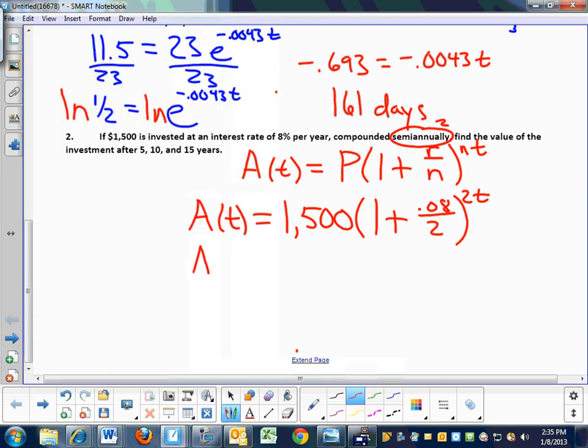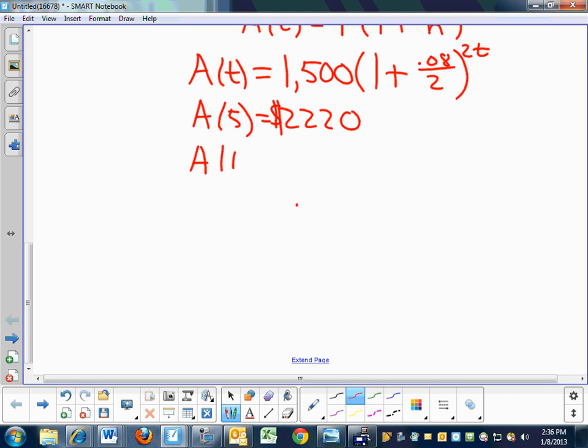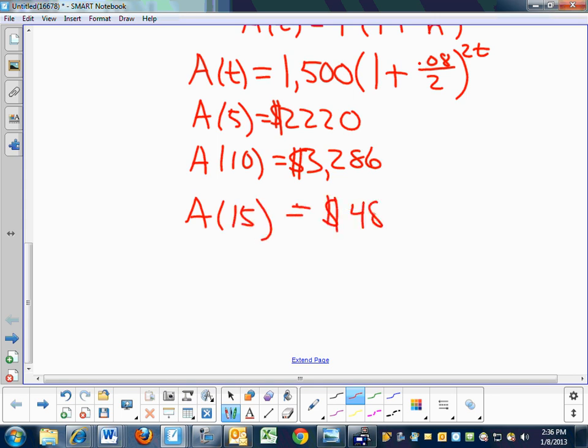So what do you have? A of 5, we had 2,220. That'll be the amount of your investment after 5 years. A of 10, what was it, 3,286, something like that. And A of 15 is going to be equal to 4,800 something, 65. So there's your results. So in that situation, you can just plug them in. Any questions? So that's pretty straightforward, right?